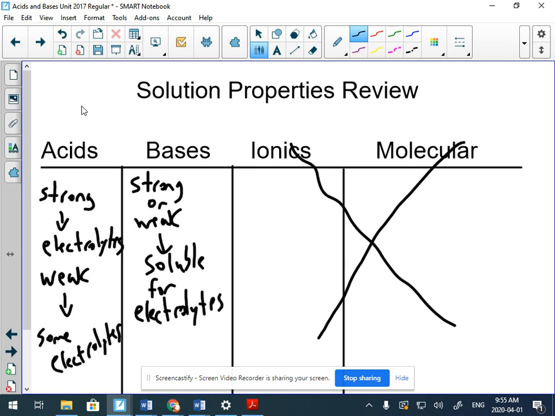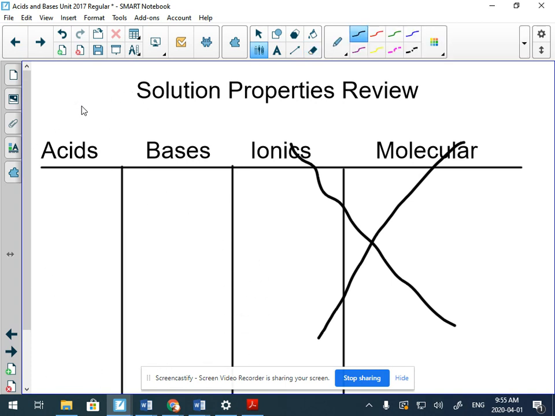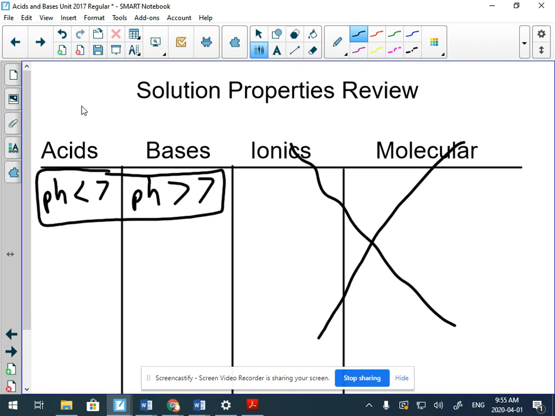Okay, so there's a couple bits of review about acids and bases. What pH do they have? Acids have a pH less than 7. Bases have a pH greater than 7. Now, I'm not going to write down all the different properties, but the big deal of this unit is pH. How do you measure pH? You measure pH by using litmus paper or indicators, and you can also calculate pH. So that's the big rock ideas of this unit.